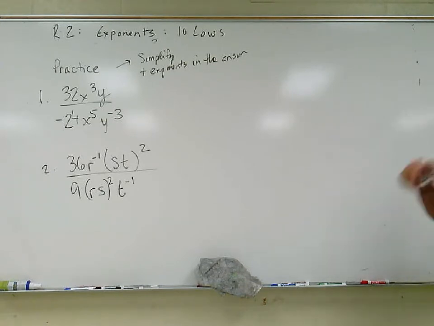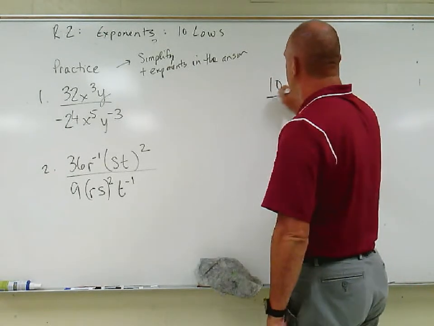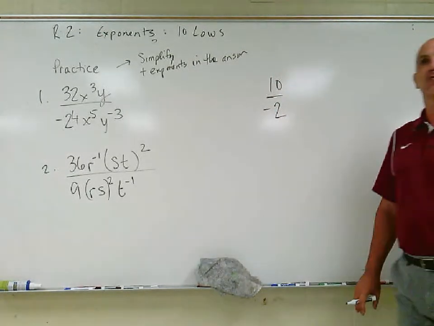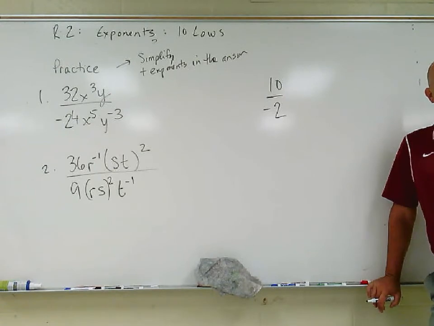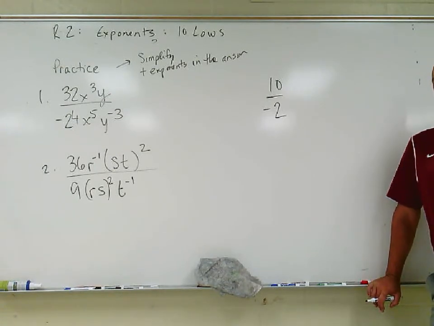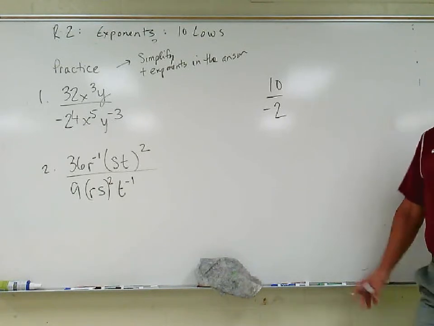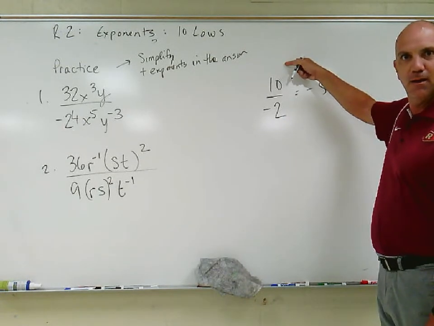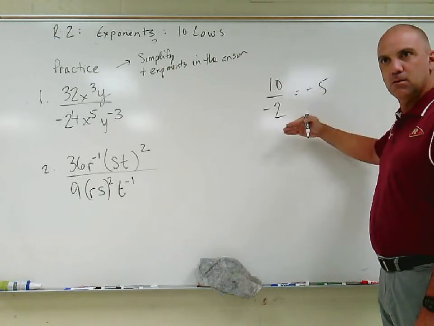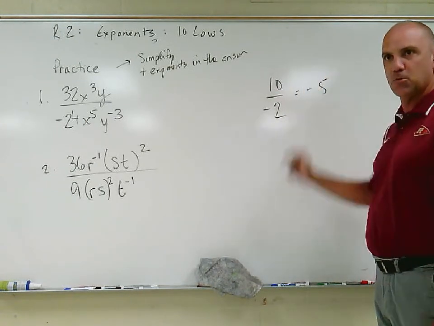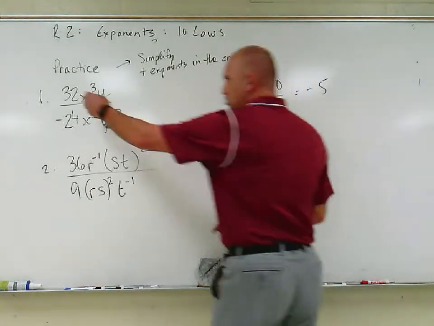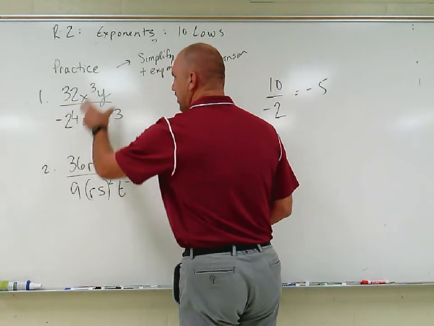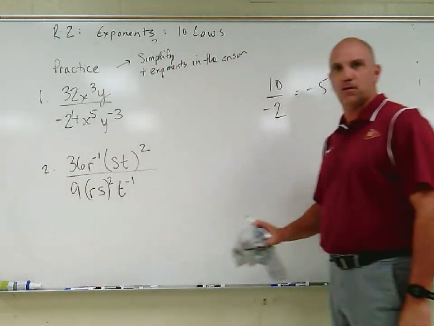Time out, look up here. Think about this. If I gave you this question, 10 over negative 2, what's the answer? 10 divided by negative 2, what's the answer? Negative 5. You don't move this up and multiply. It's a number. Numbers have different rules than exponents. So 32 over negative 24 you handle one way, the exponents you handle another way.